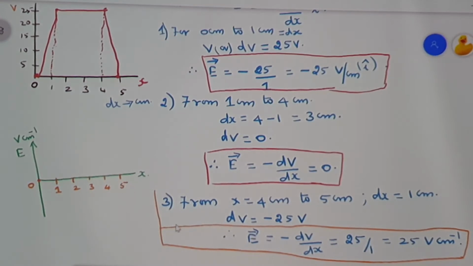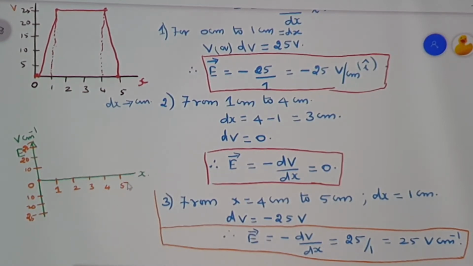When there is a variation from 0 centimeter to 1 centimeter, the electrical field is minus 25. So along the y-axis, I am taking it like this. Here I am considering 10, here 20, and here 25. Similarly, here also I am considering 10, 20, and 25. That is, 25 means volt per centimeter.